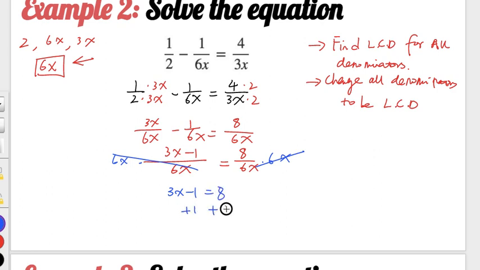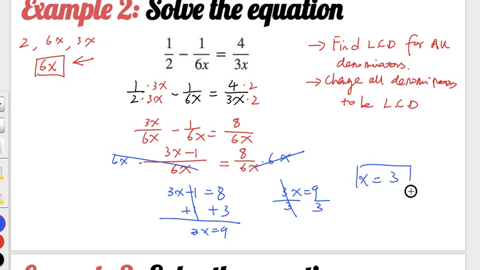So now just solve like a regular equation. 3x equals 9. And lastly, we just divide by 3. And x is 3. That's our answer.